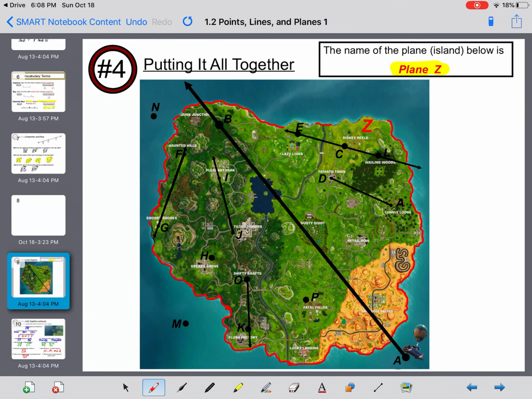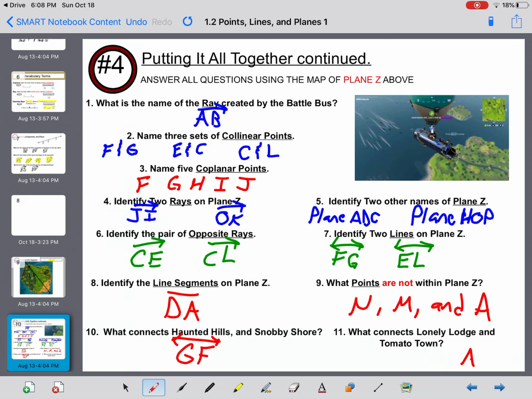What connects Lonely Lodge and Tomato Town? Well, I see Tomato Town here, Lonely Lodge here. That is segment AD.